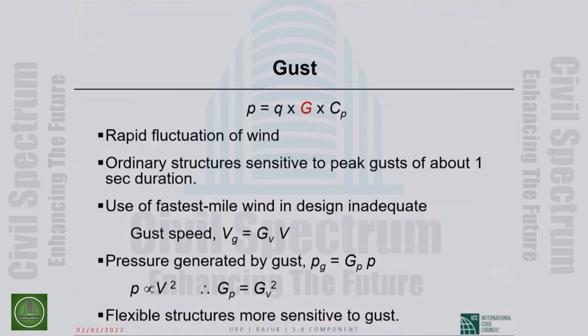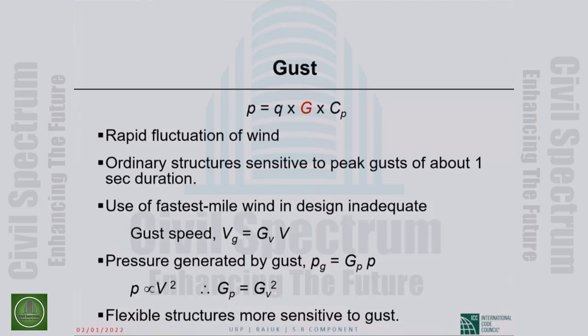Okay, so by now we have taken a look at all the components of the velocity pressure Q. Now we come to the wind pressure P, which is Q times G times C sub P. Okay. Now we will discuss the gust factor G.